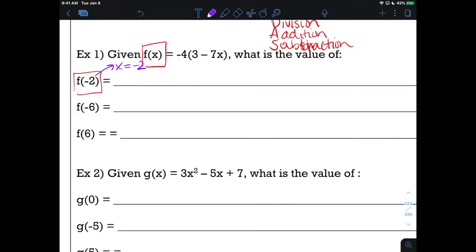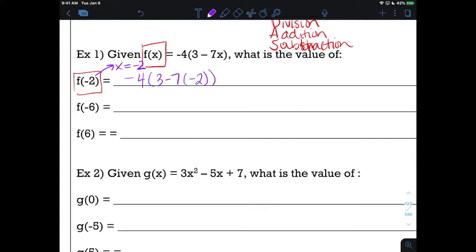Okay, so f of -2. The way that I go about doing this is I rewrite everything I see, and anywhere I see an x, I change it to a -2. Noticing here that I put that -2 inside of parentheses. The reason why I did that is because I wanted to make sure that I didn't accidentally think it was 3 minus 7 minus 2. Okay?